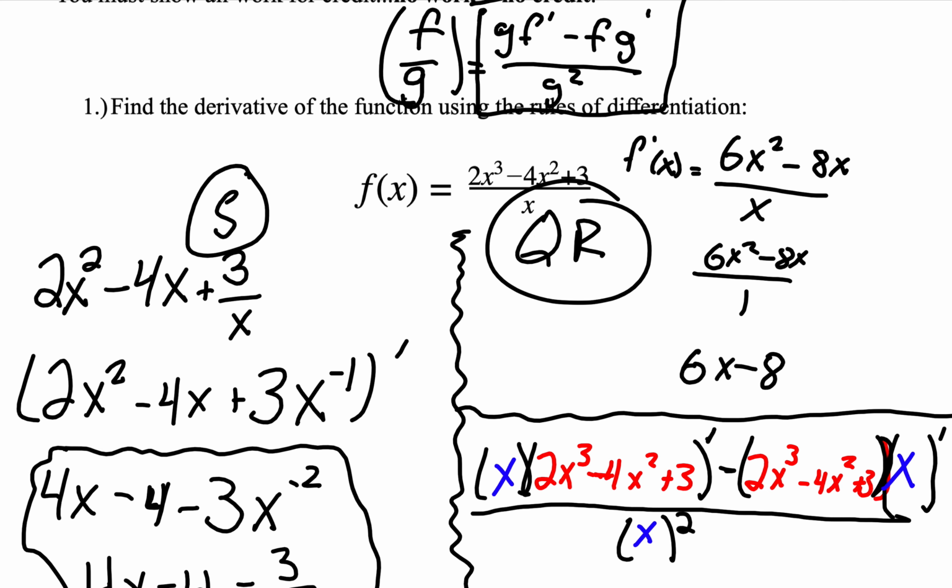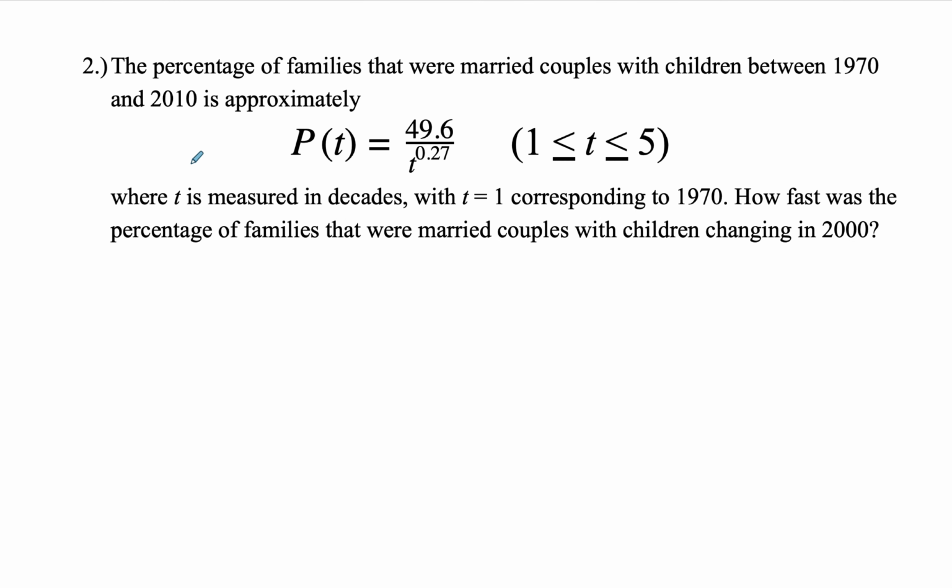All right. So the second problem says this: the percentage of families that were married couples with children before 1970 and 2010 is approximately given by this function, such that 1 is less than or equal to t, which is less than or equal to 5. T is measured in decades, and t is equal to 1 corresponds to 1970. How fast are the percentage of families that were married couples with children, here's the big word, changing in 2010? How much is it changing?